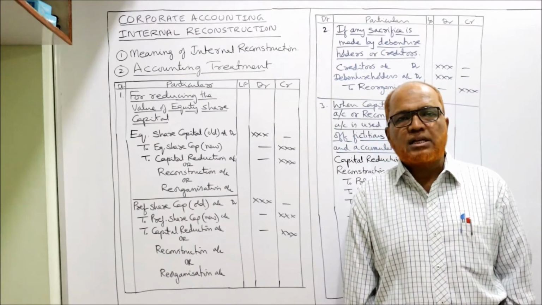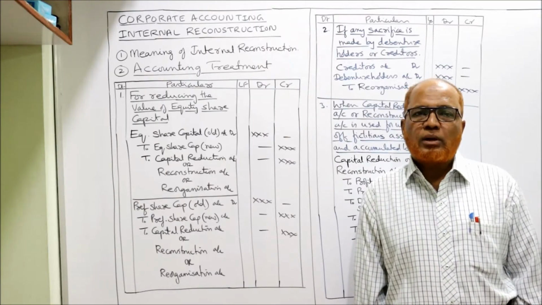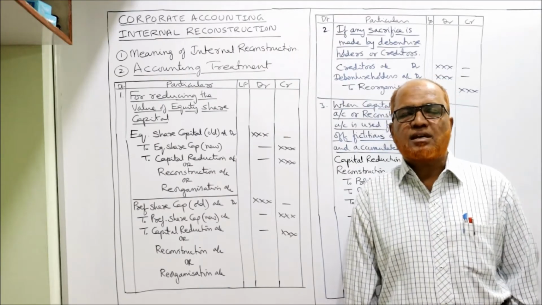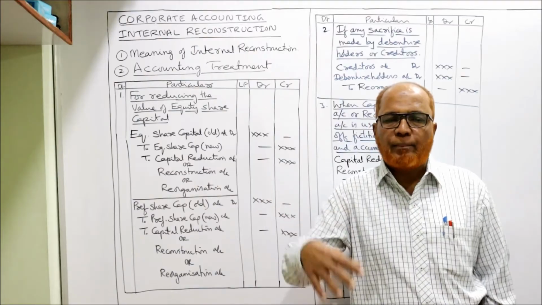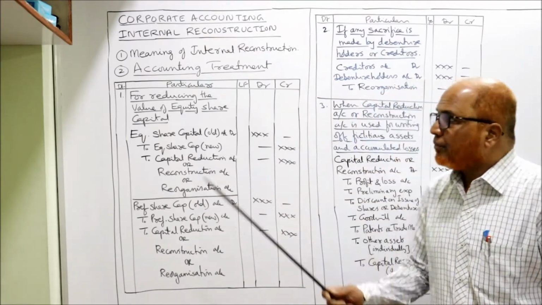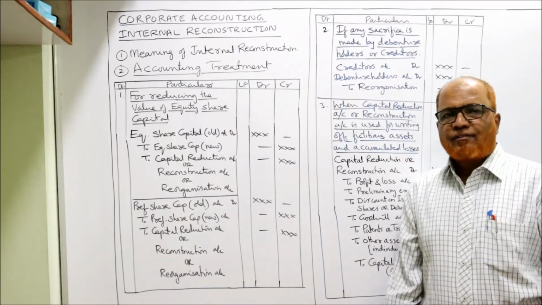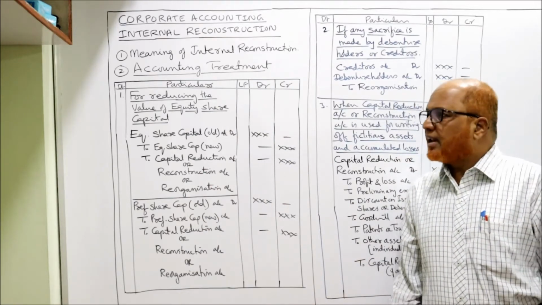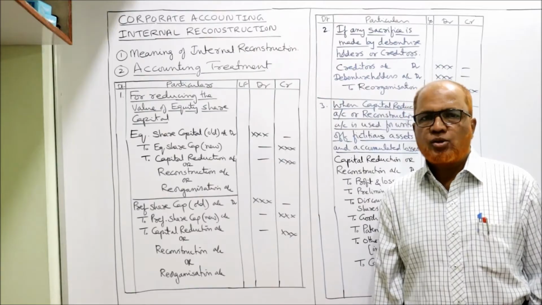Now what is the accounting treatment? How will it be affected? किस तरह internal reconstruction को implement करेंगे? That we are going to study now. So see here, accounting treatment. First of all, we will reduce the capital.